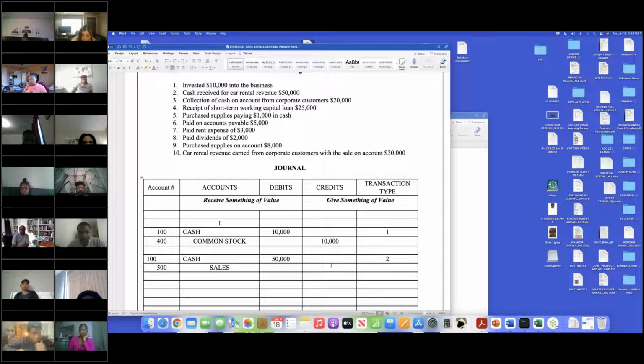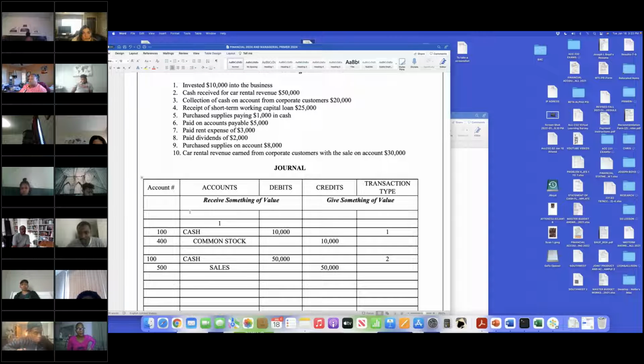So we read the transaction, and all we're doing is making these journal entries right now. We aren't going any further because if you can't make the journal entries, then you can't go to the additional steps. So journal entries are always first.